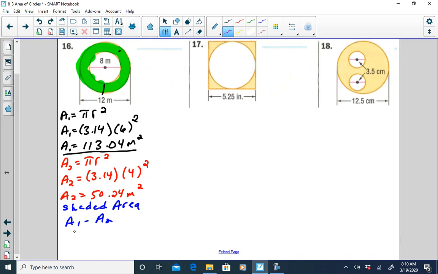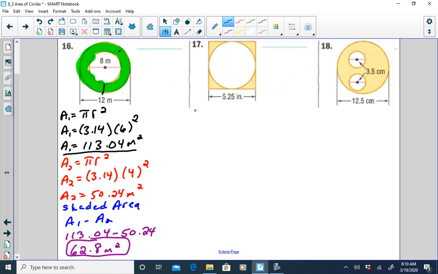So we have to take our 113.04. We're going to subtract the 50.24, and we wind up with 62.8. Those are square meters. Right? So those problems are a little bit more fun to do when we have to think a little bit and do a few steps. And I have a couple more examples like that we'd have to do.